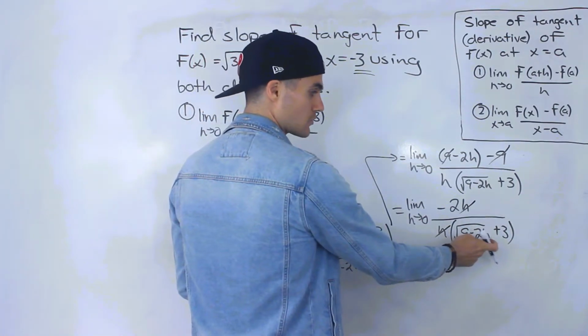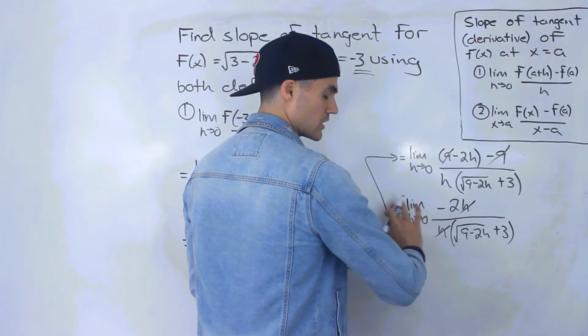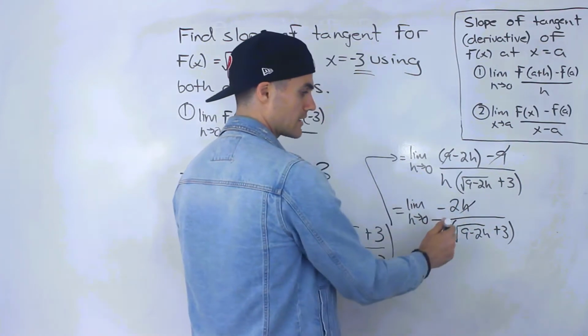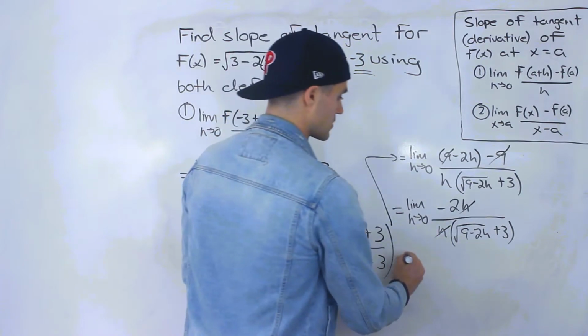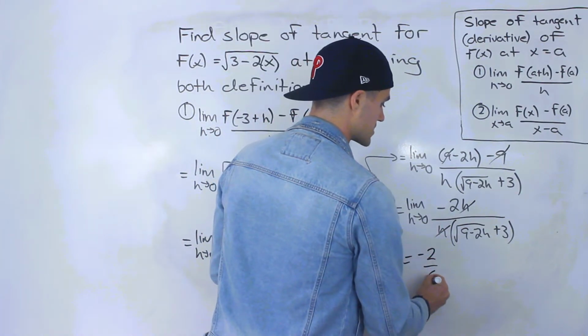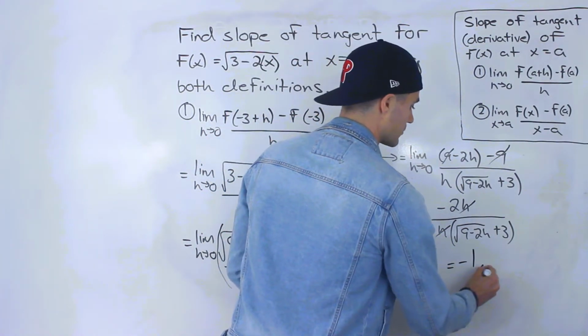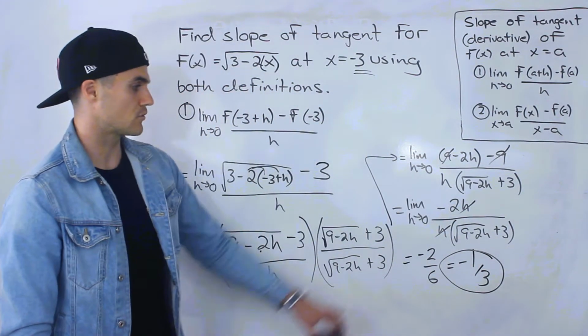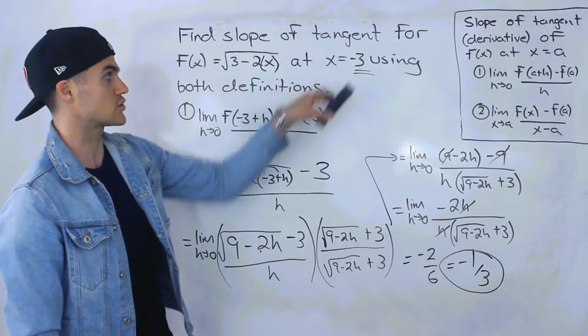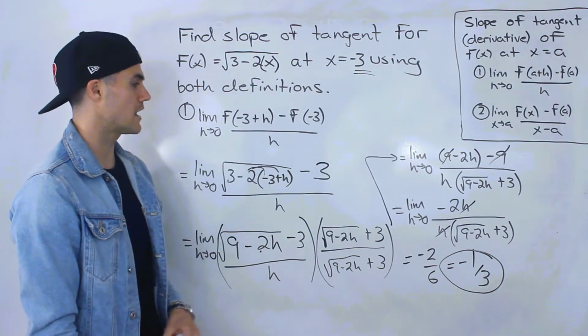If we plug in 0 right here, negative 2 times 0 is 0, 9 minus 0 is 9, square root of 9 is 3, 3 plus 3 is 6. So we would end up getting negative 2 over 6, and if you simplify that, negative 1 over 3. And so that is the slope of the tangent for this function at that x value of negative 3.